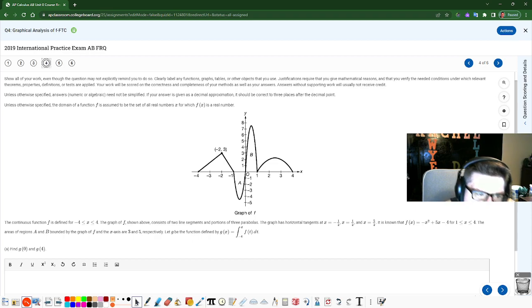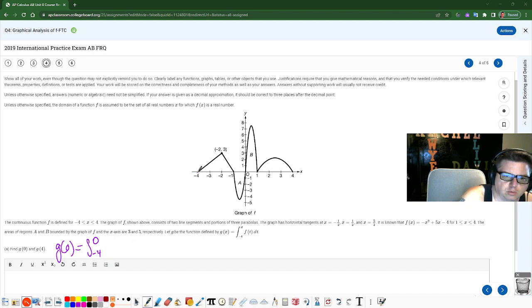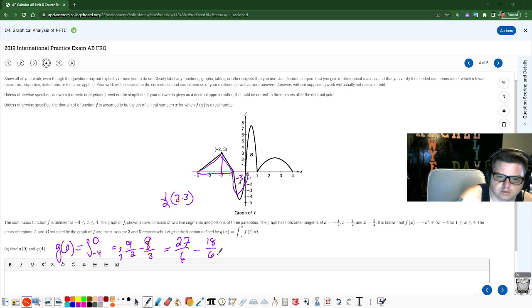So the first one, for g of 0, we want to go from negative 4 to 0. So we want to take the area under the curve. So we know this is negative 3 because it's underneath the x-axis. We can turn this into a triangle and have 1, 2, 3. So the base is 3 times the height, which is 3, times 1/2. So that's 9/2. So 9/2 minus 3, which would be 9 over 6, or 3/2.